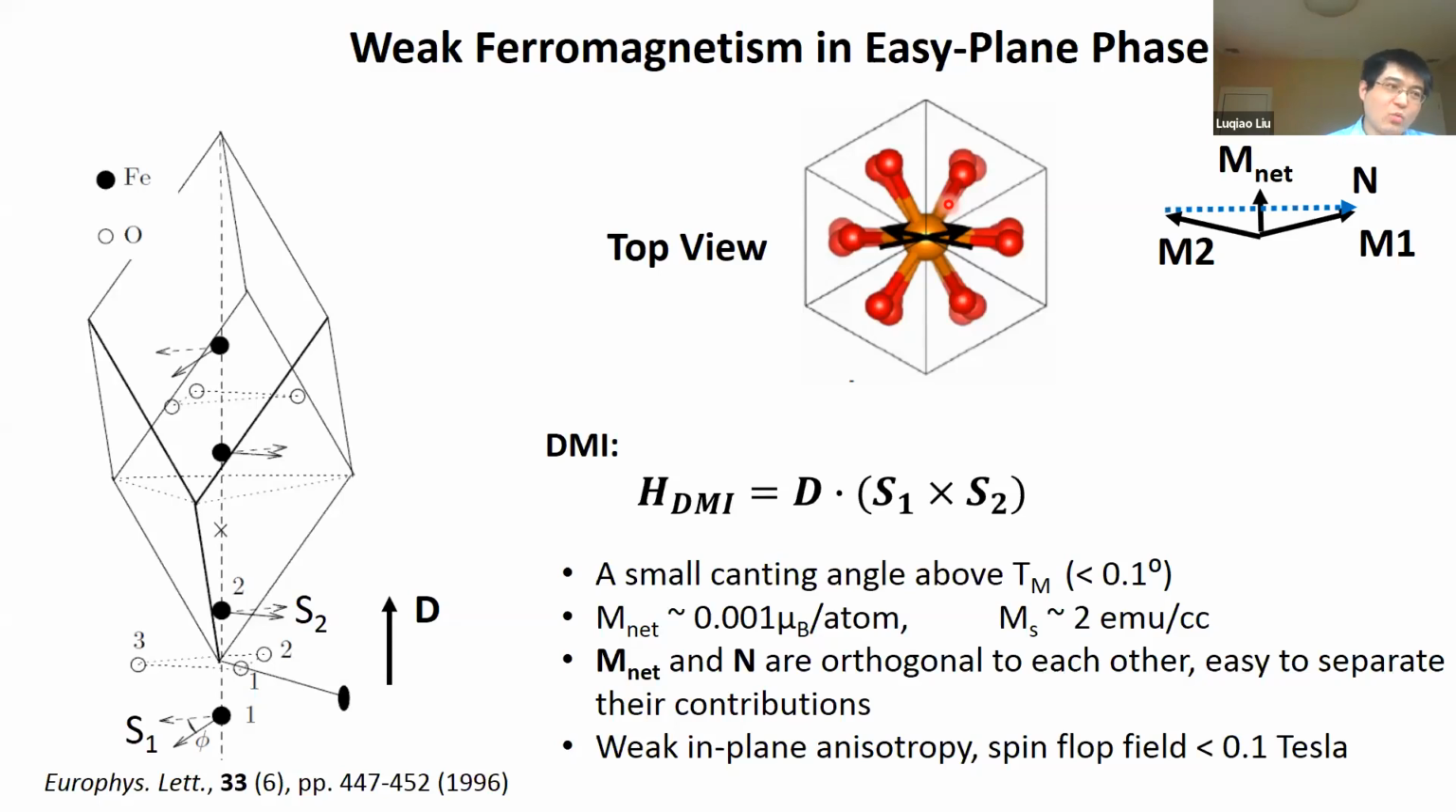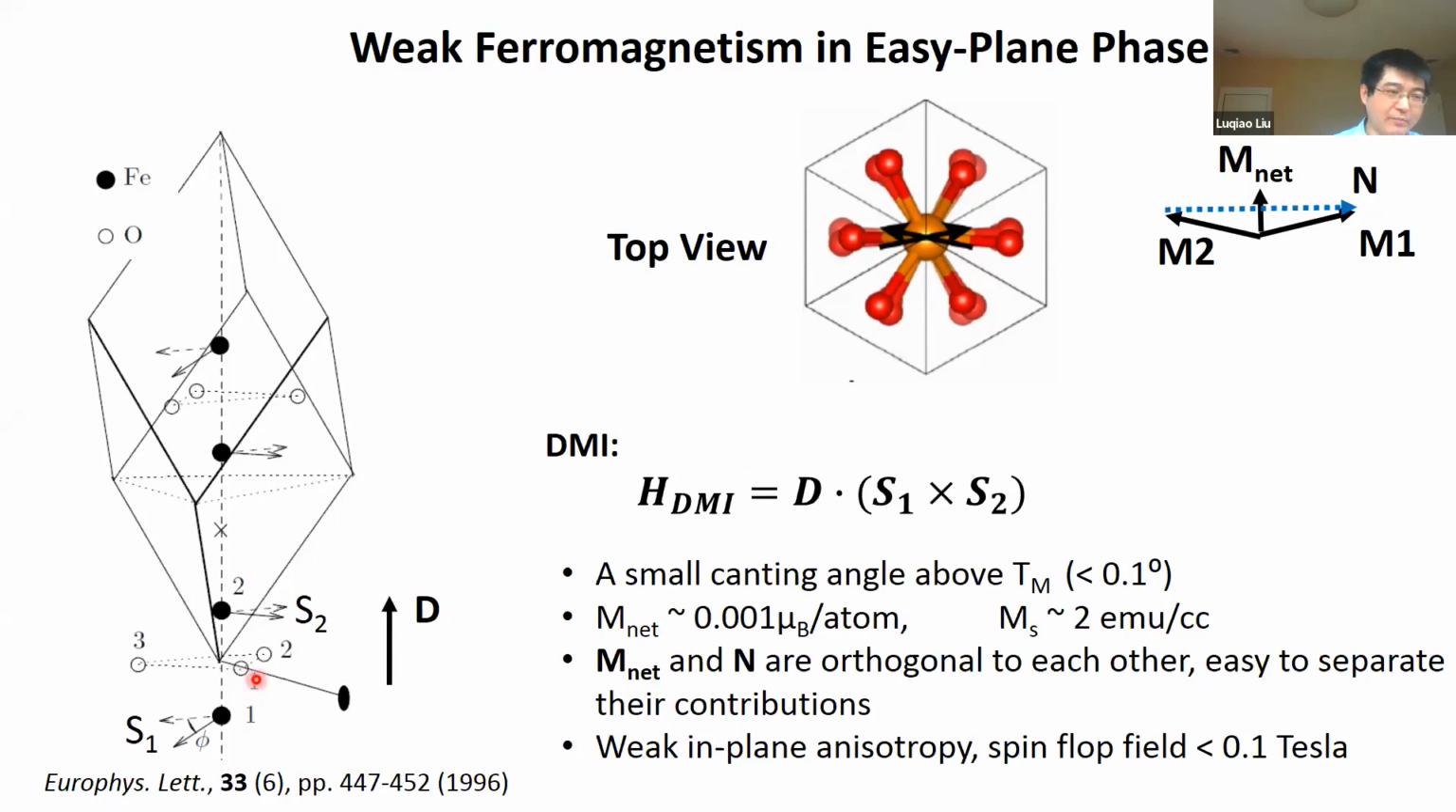One natural question is why there is such a canting angle. Why is there a spontaneous symmetry breaking? Why is it not completely antiparallel? The answer is that it's caused by DMI. Recently there has been intensive interest in studying DMI, because we know it causes chiral domain structures and gives rise to topological structures like skyrmions. But actually DMI was first discovered when people tried to understand this net moment inside alpha iron oxide.